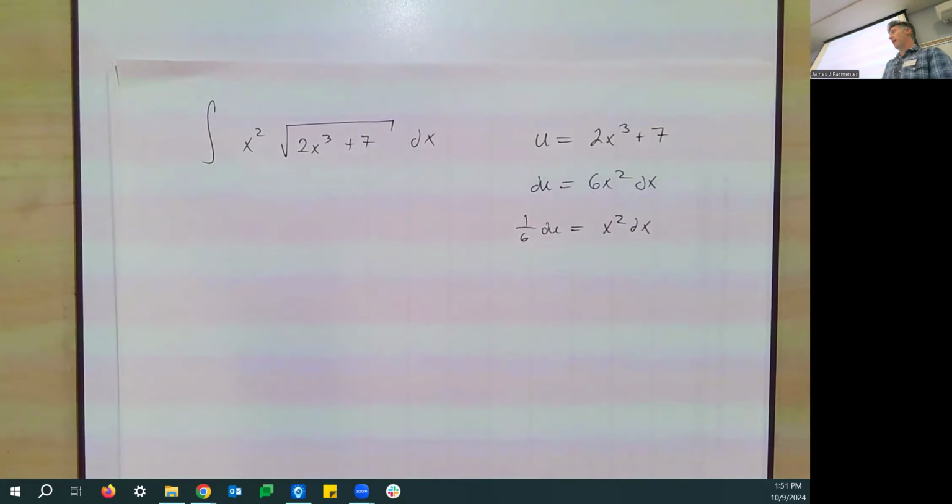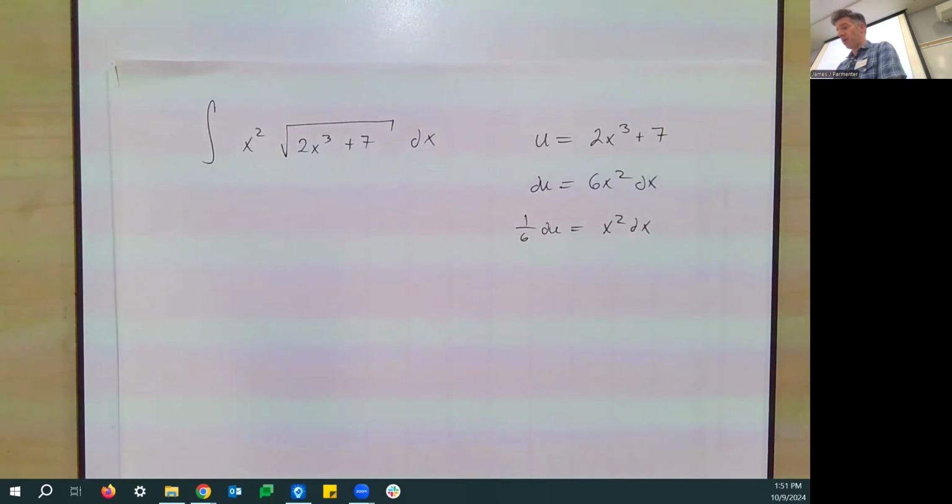Those are the choices I would make. I would choose u equal to the entirety of the argument of the square root there. So u equals 2x cubed plus 7. My du is 6x squared dx. I'm happy that my du has x squared times dx. I get rid of the 6 by dividing both sides by 6 or multiplying both sides by 1/6.